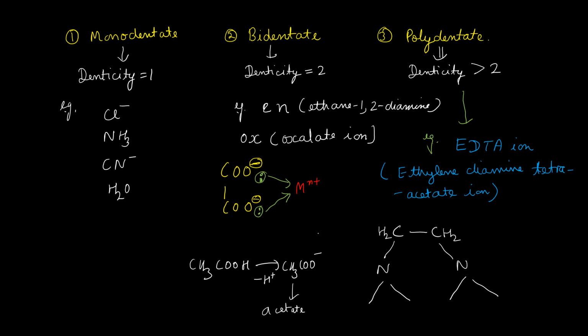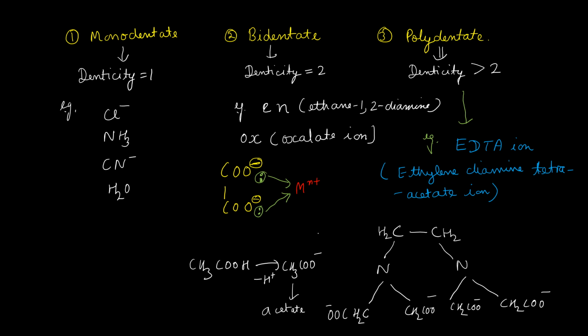And now acetate ion will get bonded from the CH3 side. So 1 hydrogen will be less. So CH2COO minus. Similarly CH2COO minus. So like this, this is the structure of ethylenediamine tetraacetate ion.